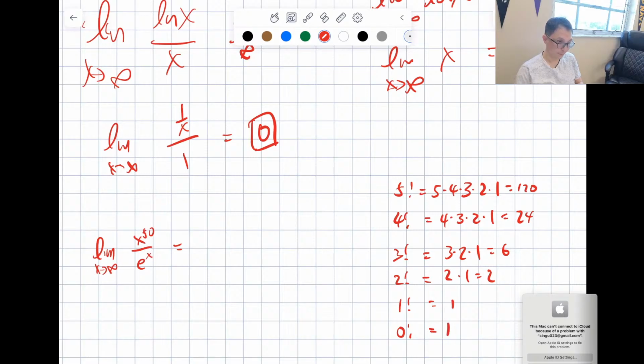It's 1. The reason why is from here to here is divided by 5, right? From here to here, you divide by 4, right? From here to here, you divide by 3, right? Divided by 2, right? And this divided by 1. So 0 factorial is 1.